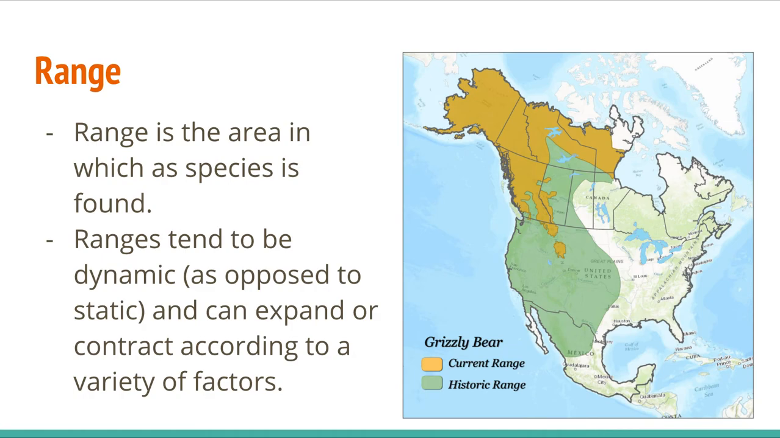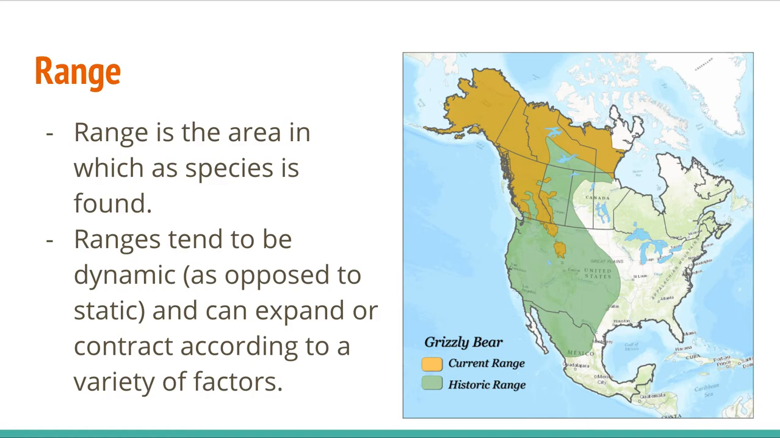Today we're talking about range and distribution patterns of species. So, a species range is the area where a species can be found. And range tends to be a dynamic thing, which means that it can change over time. It's not static. According to different factors, that can cause ranges to expand or it can cause ranges to contract. That could be changing environments, it could be interactions with other species, it could be abundance of food.